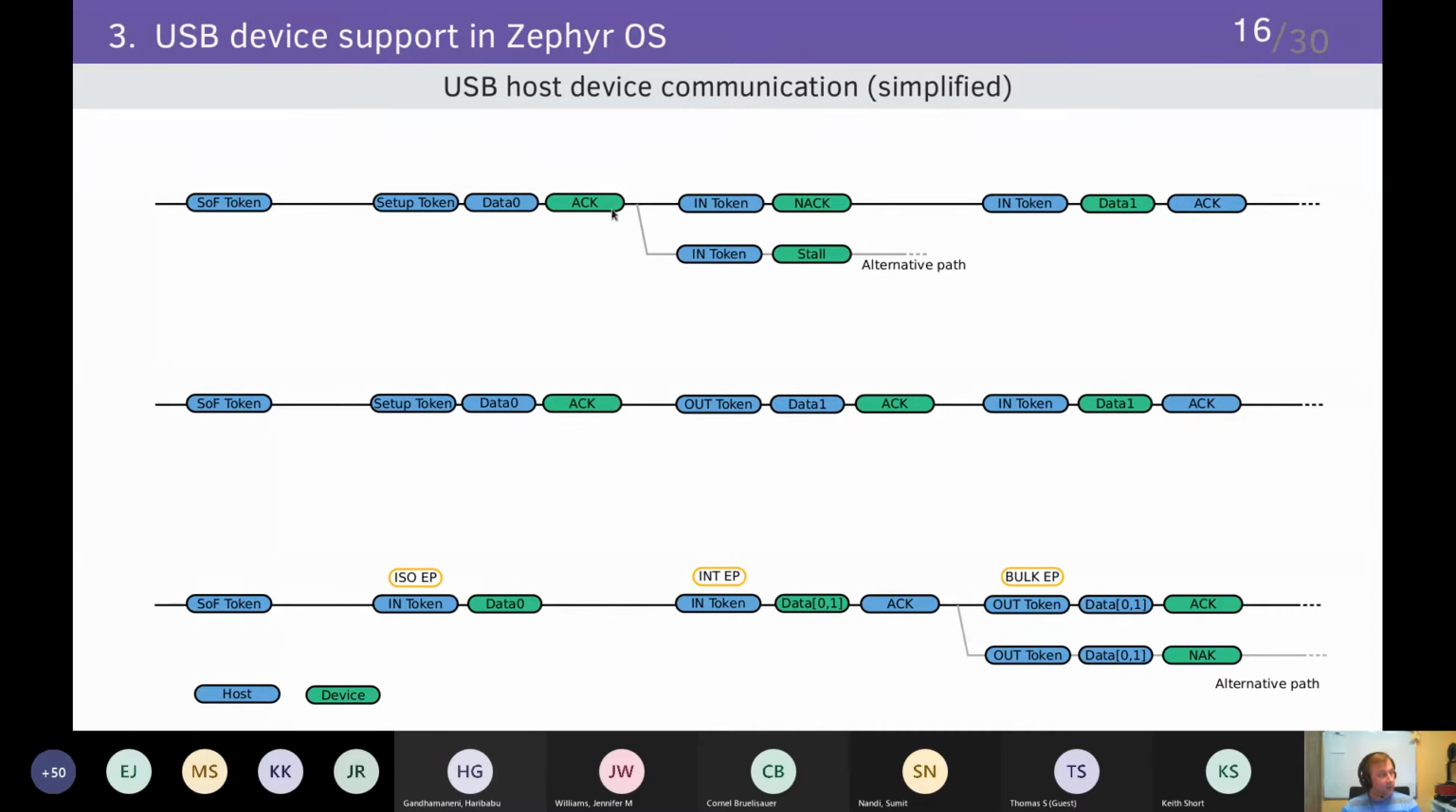Here you can see, for example, the device always has to acknowledge a setup token. It cannot stall at this point. It can still stall an endpoint if it doesn't support the request after an IN token as an alternative, or if it's not ready to transmit the data, respond with NAK.